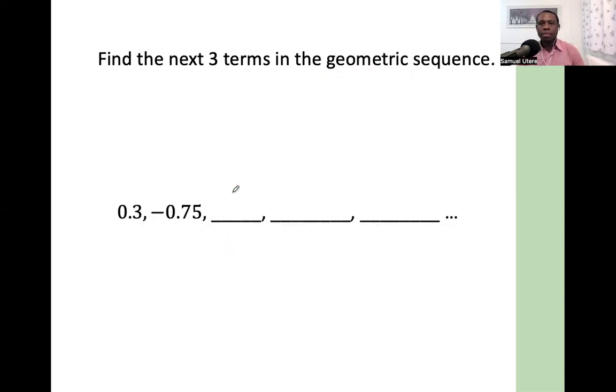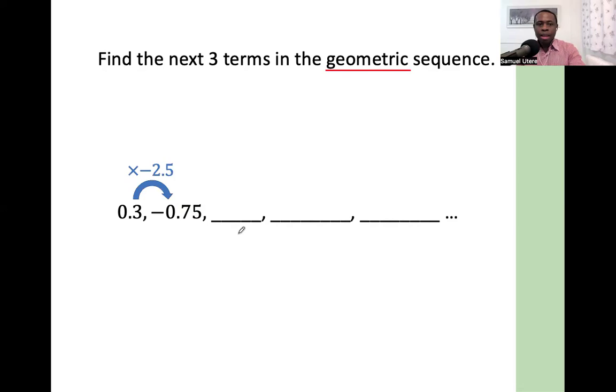Let's look at another example. This time, we're talking about geometric sequence. Well, you may not have heard of this before, but geometric sequence is a special type of sequence. Now, for geometric sequence, you are either multiplying by the same number every time to get the next term, or you're dividing by the same number every time to get the next term. But how do we find that number? We find that number by dividing the second term by the first term.